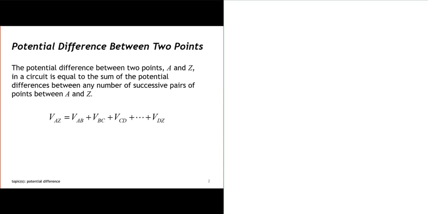So let's say we have a circuit and we'll start off with point A, and maybe this circuit consists of a number of resistors in series for simplicity. And we will start off at point A and end up at point Z.